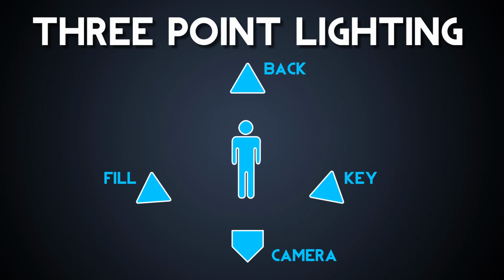Today I'm going to give you 5 tips for cinematic lighting. Tip number 1 is learn the rules of lighting. First thing is, of course, 3-point lighting. That's your key light, your backlight, and your fill light.